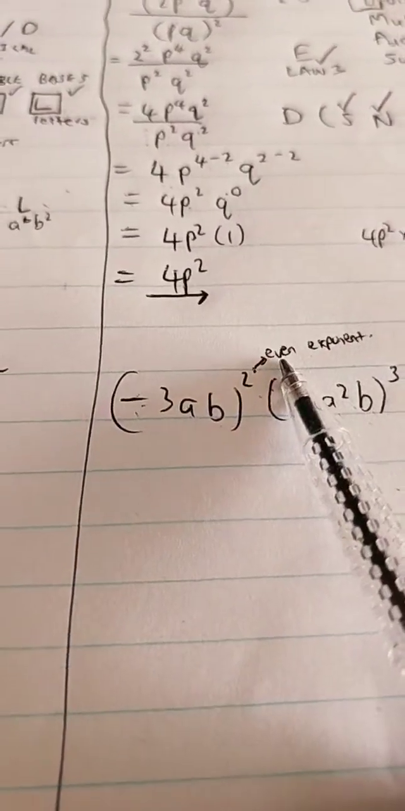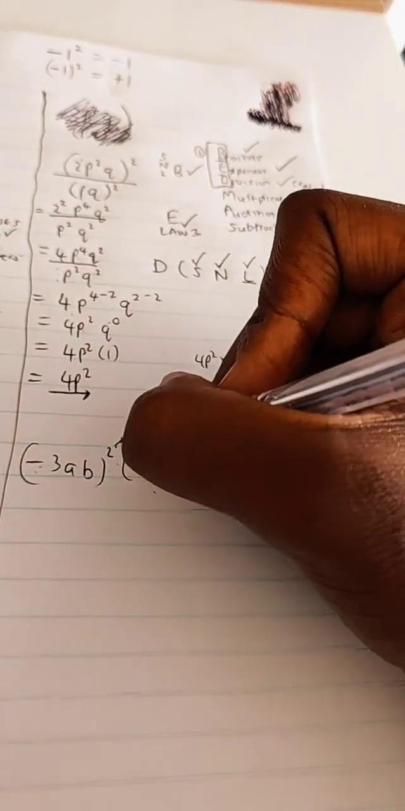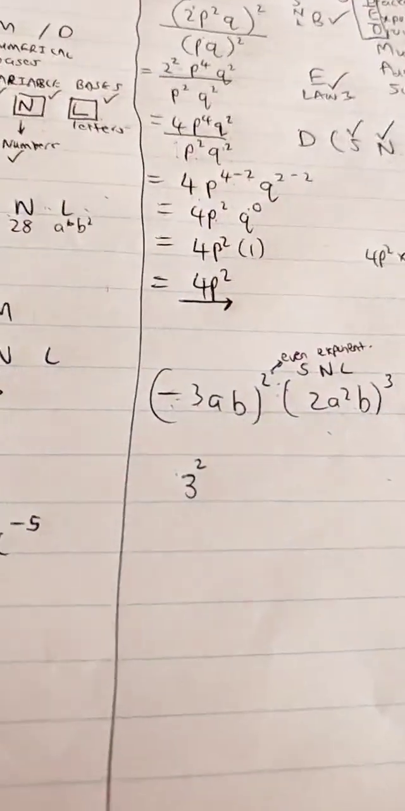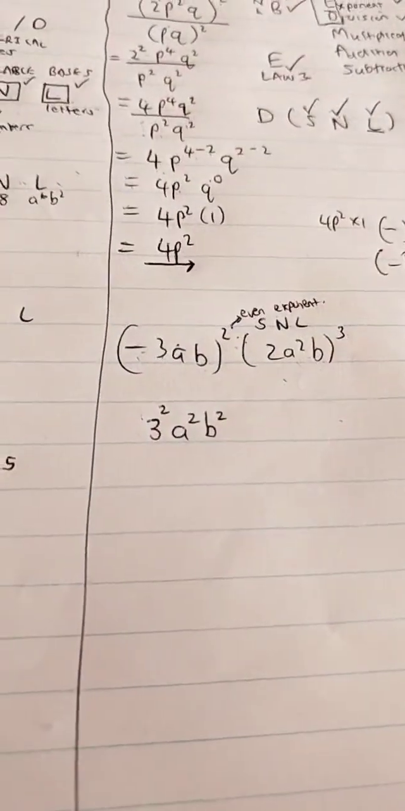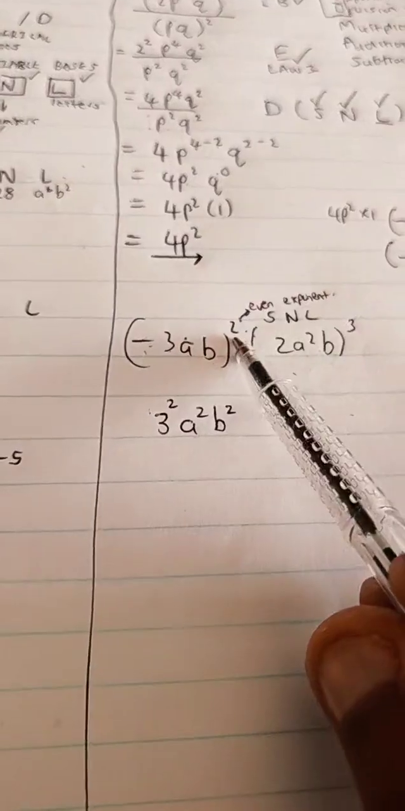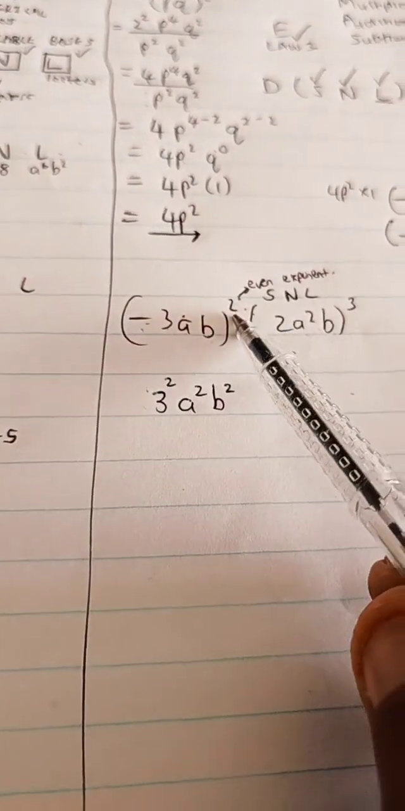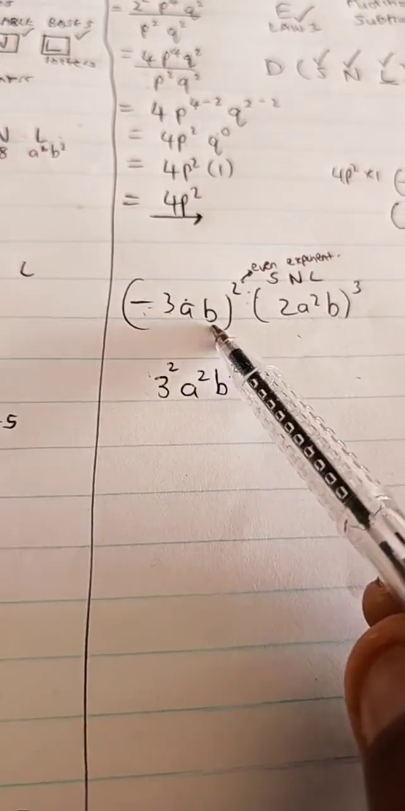Okay, so let's apply the even exponent to what? To the sign, the number, the letter. We apply the even exponent to the sign. So if we apply it to the sign, then we have a positive answer. We apply the even exponent to the number, we have 3 to the power 1 times 2, which is 2. We apply the even exponent to that letter, we have a squared. We apply that even exponent to the other letter, we have b squared. So do you see what happens? We remove the bracket by applying the exponent to the sign, the number, and the letters.